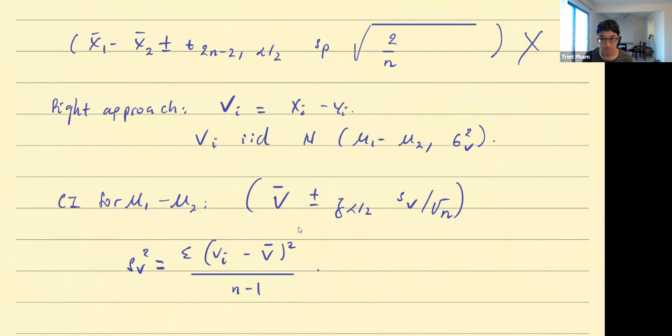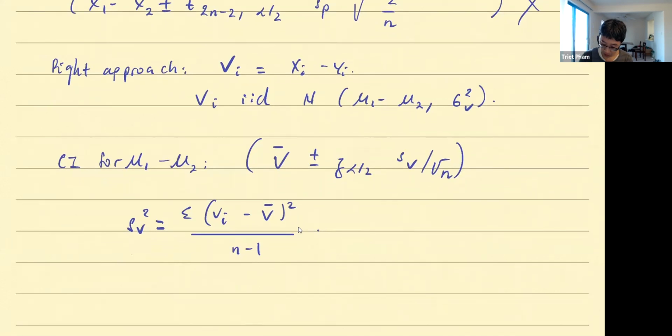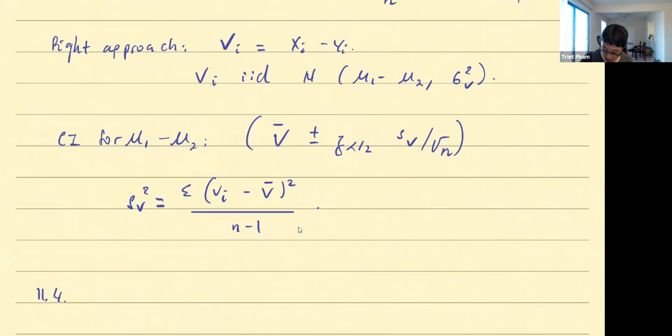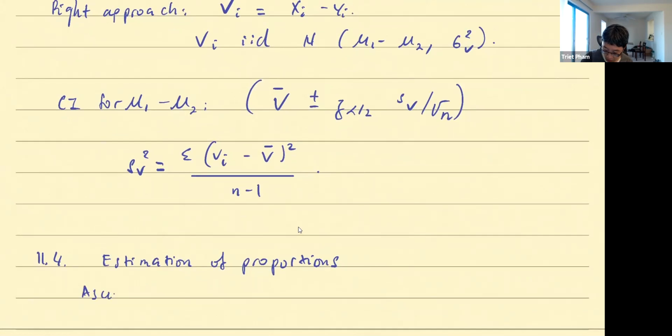Okay, so let's move on to 11.4. The textbook calls it the estimation of proportions, but I want to call this the asymptotic confidence interval, or another name for it, the Wald type confidence interval.